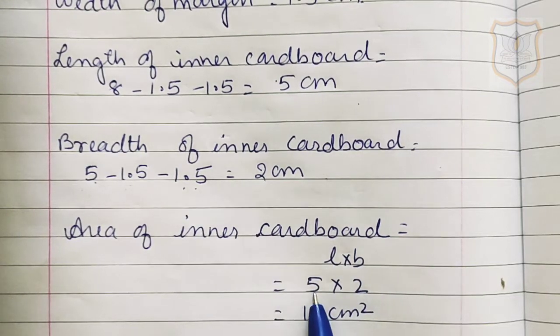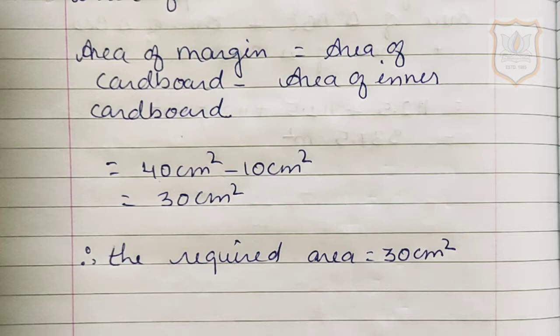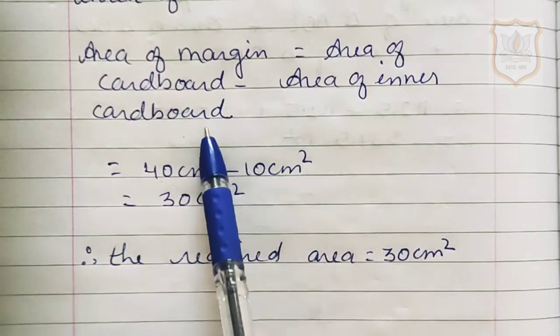Length is 5 centimeter and breadth is 2 centimeter. So 5 multiplied by 2 will be 10 centimeter square. Now we will find out area of margin. Area of margin equals to area of cardboard minus area of inner cardboard.